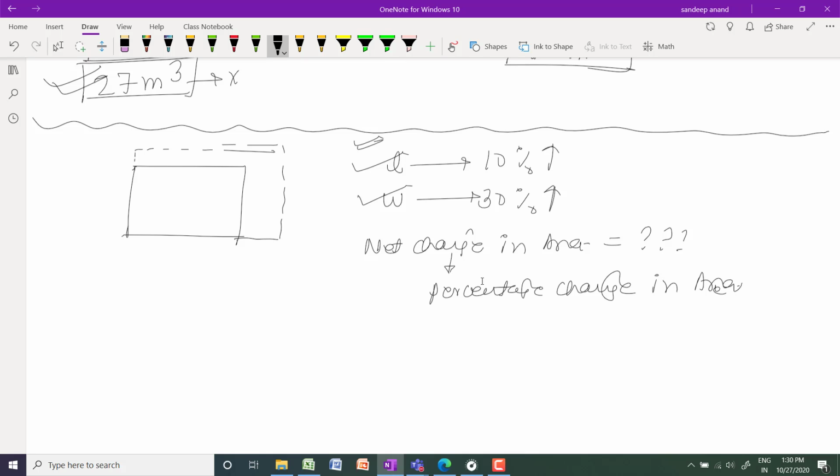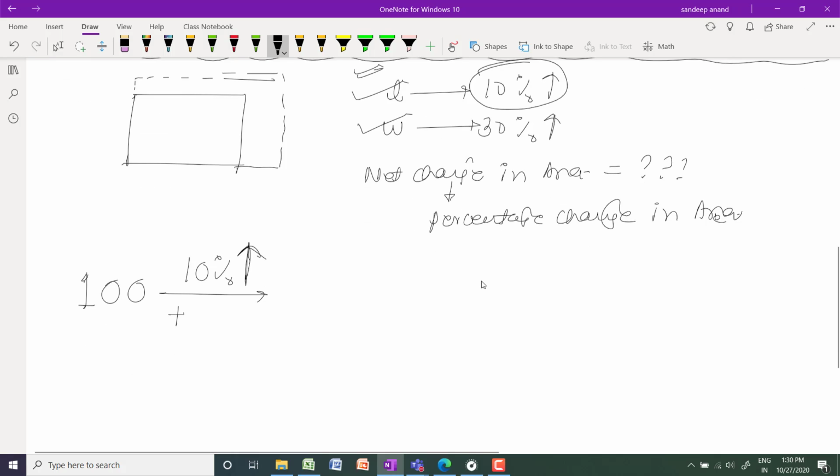So for that, let the initial area be 100. I already discussed this question in the last class, but I am repeating it for those who missed the class. So suppose the area is 100, right? Now I am increasing the length by 10%. The upward arrow means increasing the value, and increasing the value means you put a positive sign. So 10% increase. What is 10% of 100? You just shift the decimal and you will get 10. So 10 will be 10% of 100. You need to add 100 plus 10.